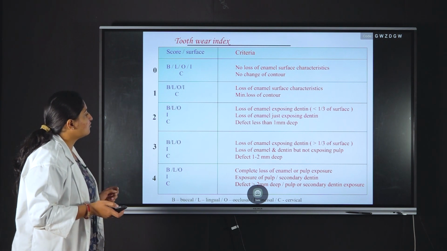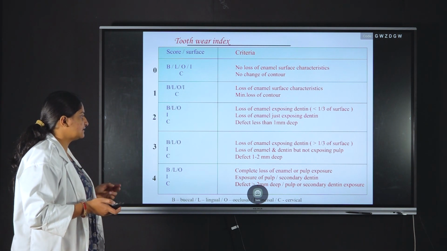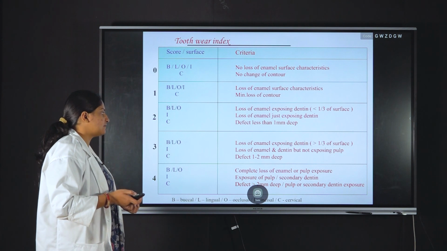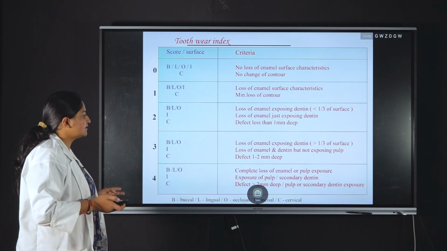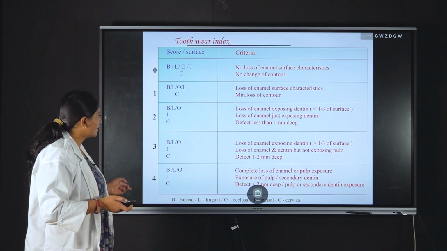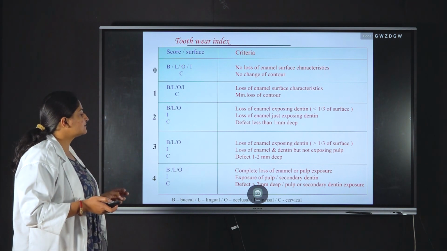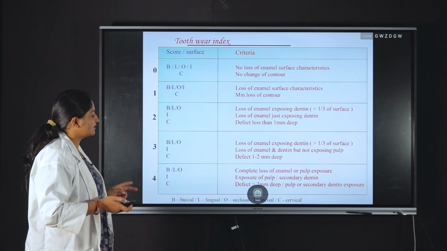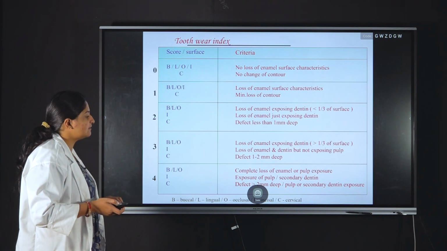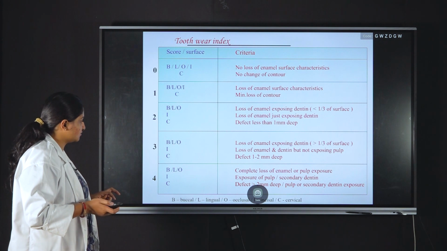And the third is loss of enamel exposing dentin, greater than 1/3 of the surface, loss of enamel and dentin but not exposing pulp, and the defect is 1 to 2 millimeters deep. Score 4 is complete loss of enamel with exposure of pulp or secondary dentin, a defect greater than 2 millimeters deep.